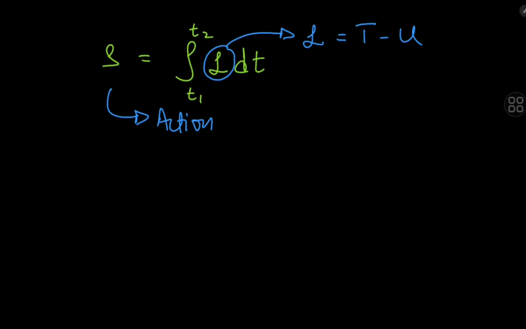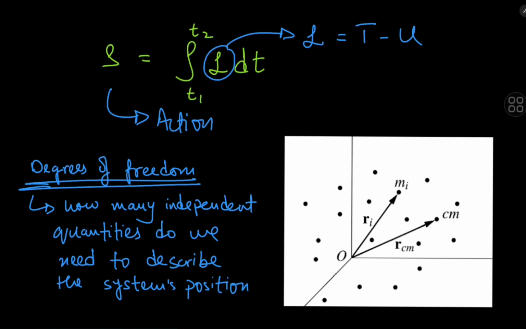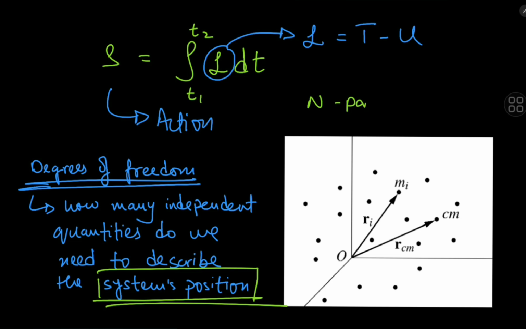Now, before we get to the analysis of this integral, let me get you acquainted with some terms that get thrown around quite often in physics. One of these important terms is degrees of freedom. By degrees of freedom, I mean the number of independent quantities I need to describe the system's position. And by system's position, I mean the positions of all the particles forming the system. So in the case of a system consisting of n particles, I'm going to need n radius vectors. And each radius vector has 3 independent components, right? So that means this system has 3n degrees of freedom.